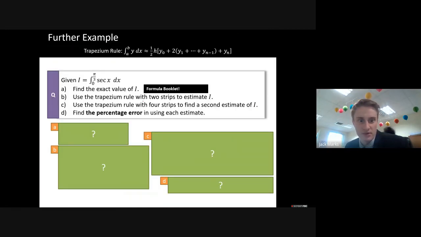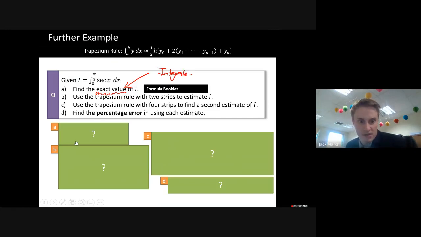Okay, so another example. So find the exact value. If they say something like this, what they're alluding to is that the trapezium rule is not perfect, and we saw that just before, but it is pretty close. So find the exact value. They actually want you to integrate, and this one is in the formula booklet.